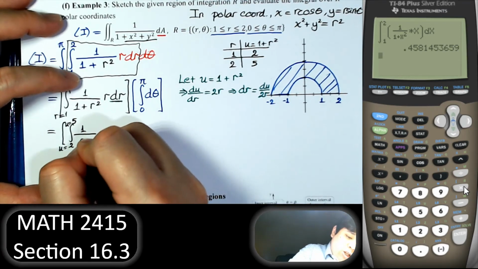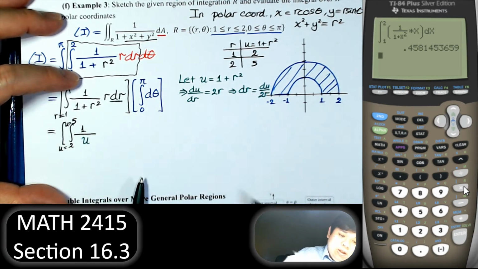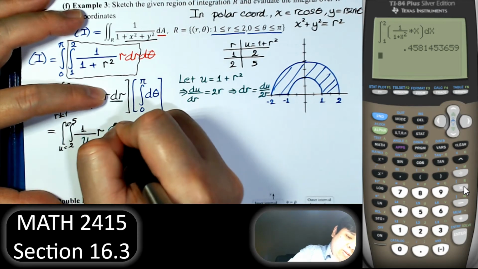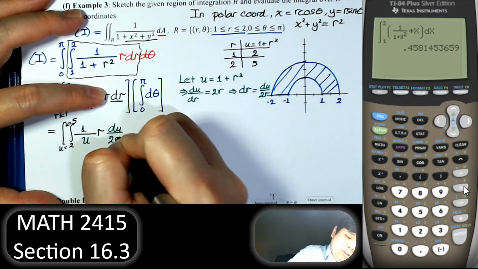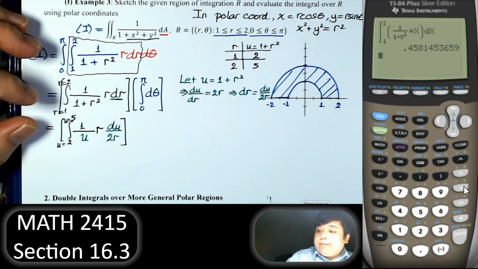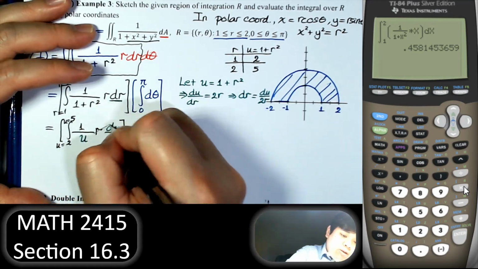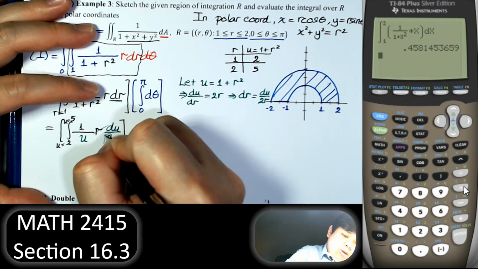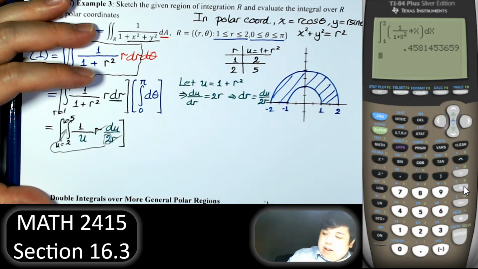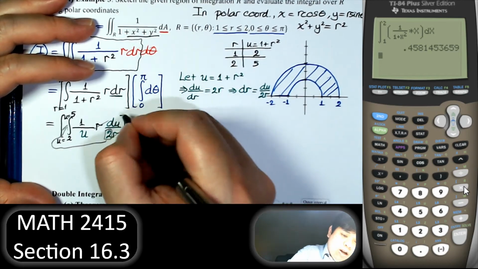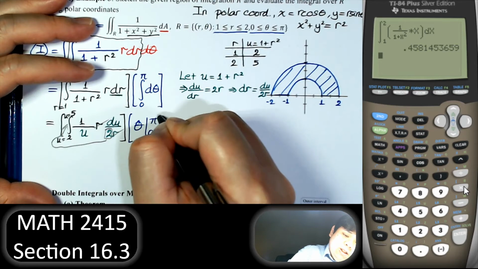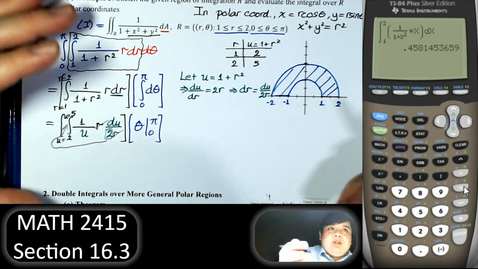One plus r square is u. r dr becomes du over 2r. Yeah, so that is the substitution. The r cancels out. The 2, take it outside. And then the integral from 0 to pi, that's easy. That's just pi, right? So pi minus 0, just pi.